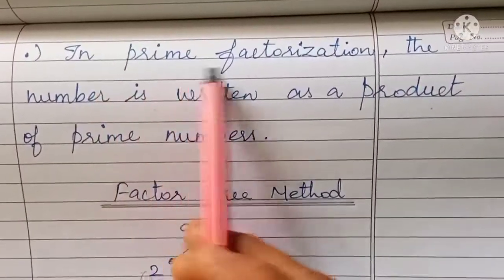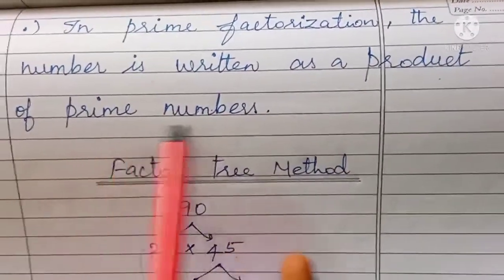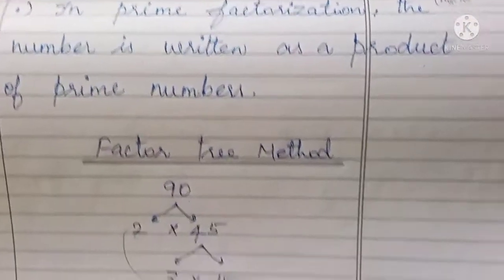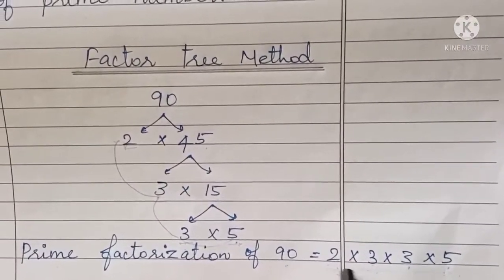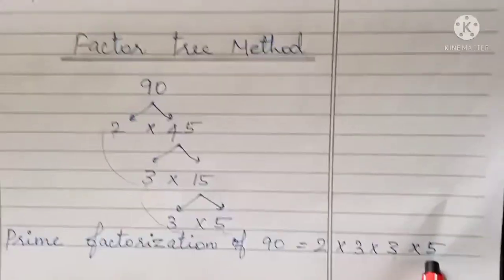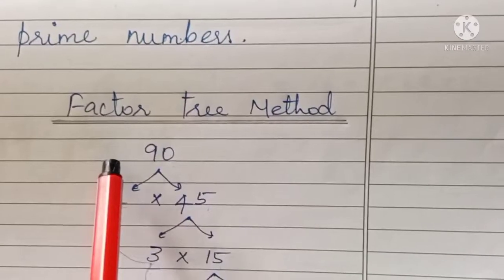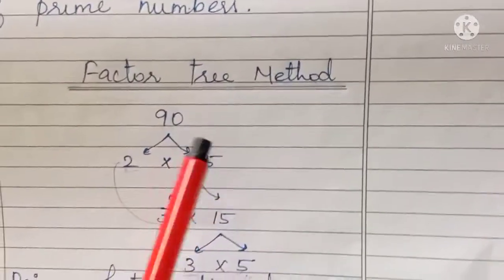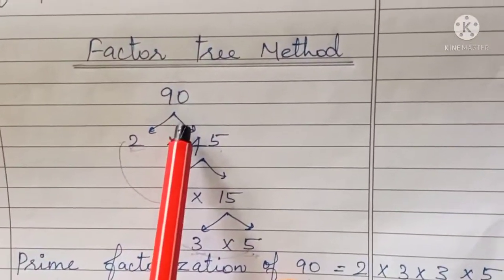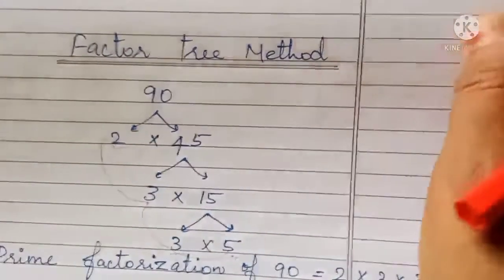Now see, the process of finding the factors of a given number is called factorization. In prime factorization, the number is written as the product of prime numbers. Here is the prime factorization of 90. Those are prime numbers. Understood? Now let us see the HCF. Here we are going to use the factor tree method. This is the number 90.